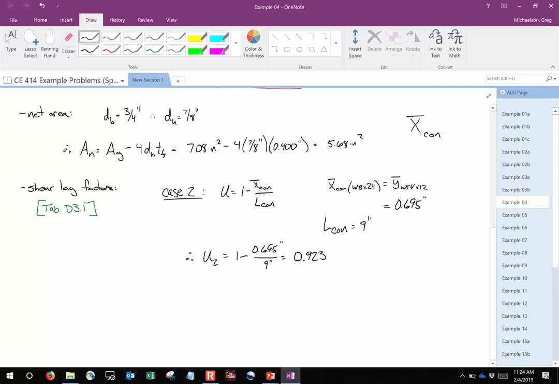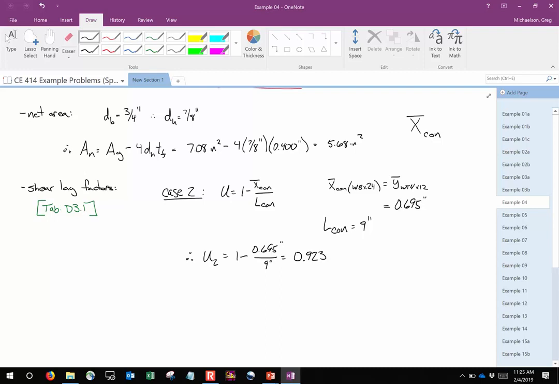Now, that's case 2. Is that it? Well, you tell me. Are there any other cases that would be applicable? Remember, with shear lag, you could have multiple cases. I'm making you read. It's like we're engineers, we don't want to read. Case 7. Everybody see that?